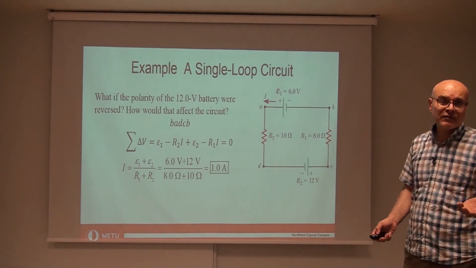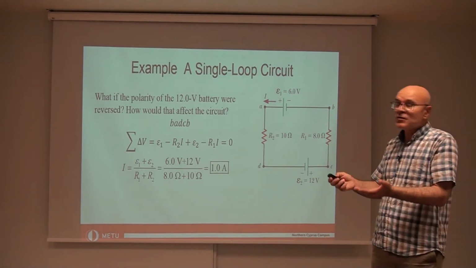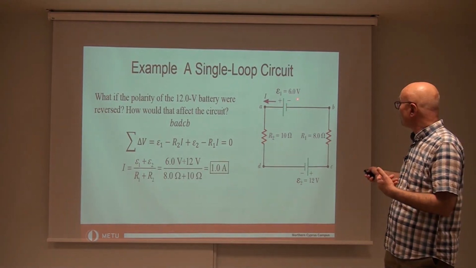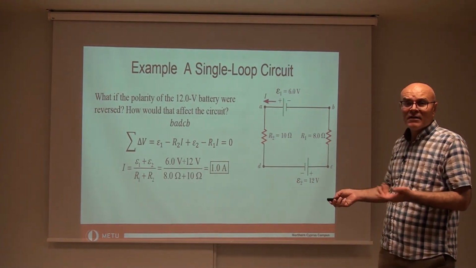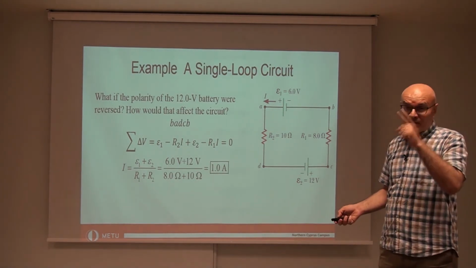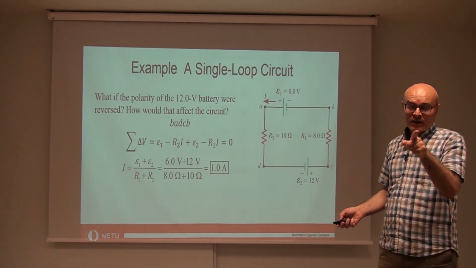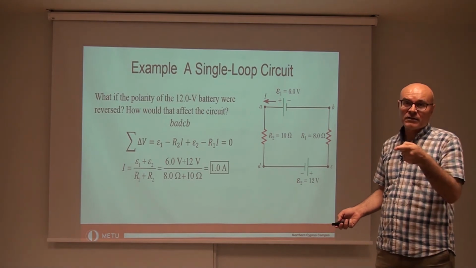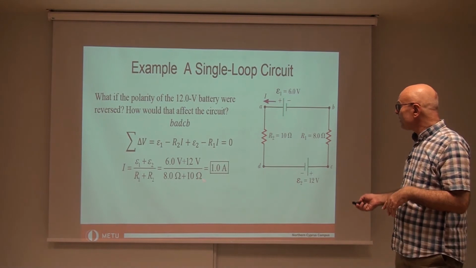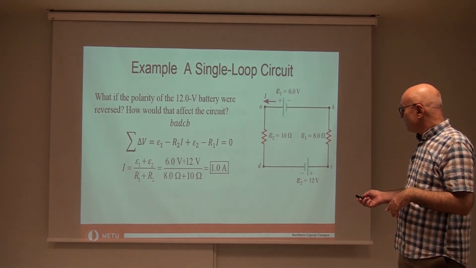Here I don't have a negative sign. I just assumed the current in this direction. Had I kept my assumption as before that the current is clockwise, then in this case I would have got a minus 1, and this would tell me that your current is actually flowing counterclockwise. Okay, so my current in this case is 1 ampere.